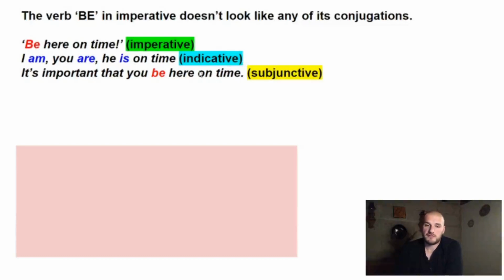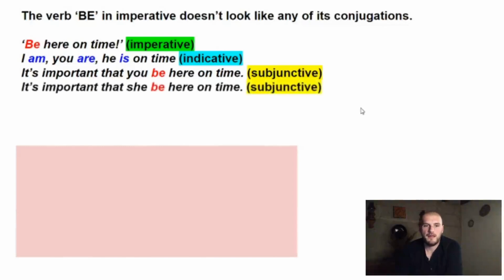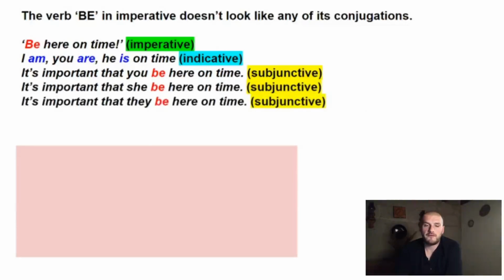With other verbs, it's exactly the same. Have or do or go, it's the same. I go, you go, we go. It's important that you go. Well, be is different, right? We have am, are, is, and we have be. So it's important that you be here on time is a subjunctive example. It's important that she be here on time. It's important that they be here on time. These are subjunctive examples, and we're using the base form of the verb.